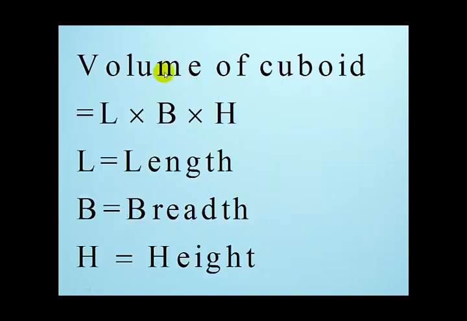Now, volume of a cuboid is equal to the length times the breadth times the height. Volume of cuboid equals L times B times H, where L is the length, B is the breadth, and H is the height of the cuboid. So the volume of a cuboid is equal to the length times the breadth times the height.